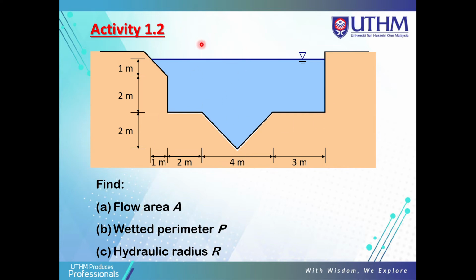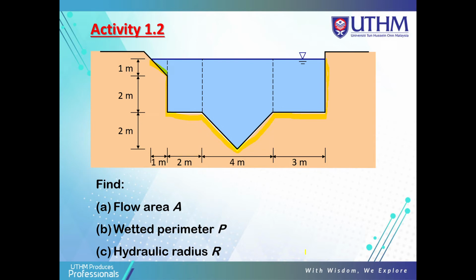How to find the flow area of this channel, and find the wetted perimeter for this. The wetted perimeter is actually along this line. What I highlight with the yellow color is the wetted perimeter that you must find, along with the hydraulic radius of this channel.